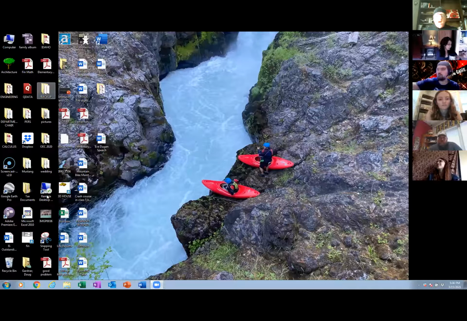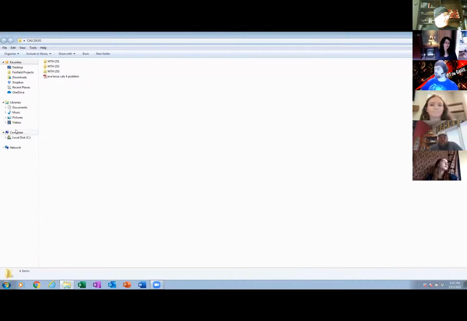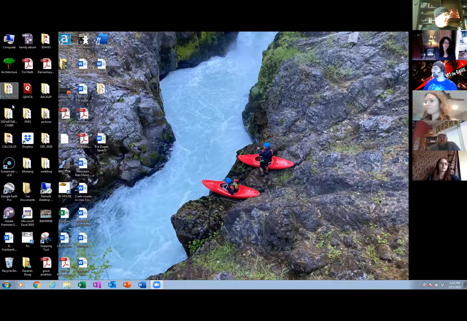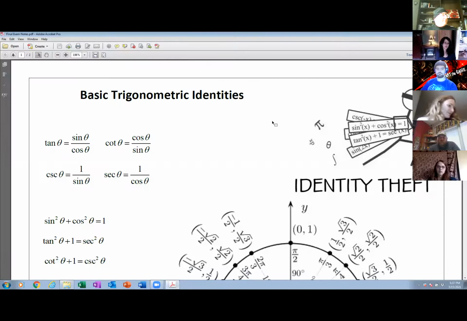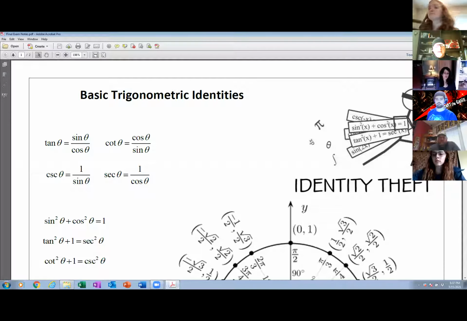I'm going to share my other screen. I went into my OpenMath and, oh, that's right, I made a Math 112 file. I put my own note sheet in there for you because I noticed the one that you had didn't have some of the stuff that we're talking about tonight.